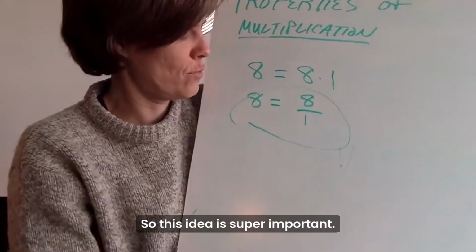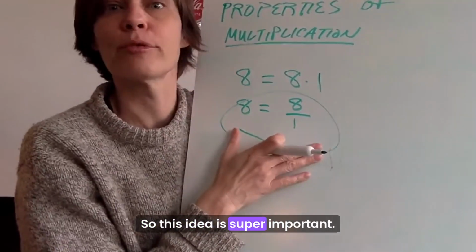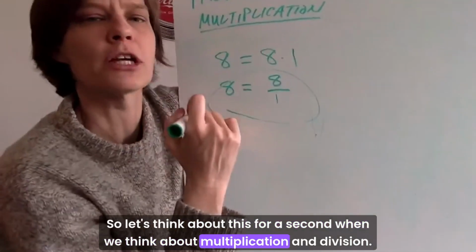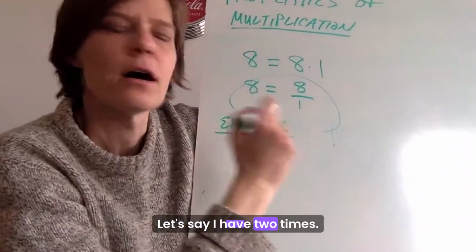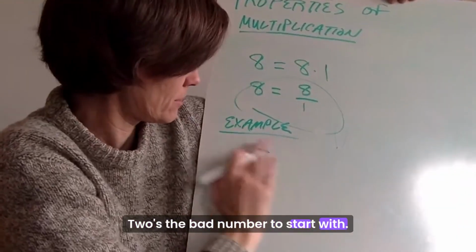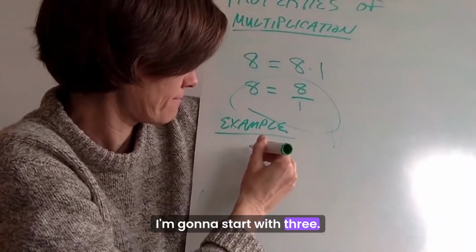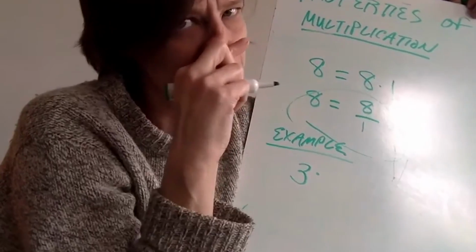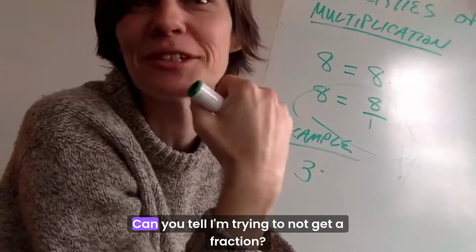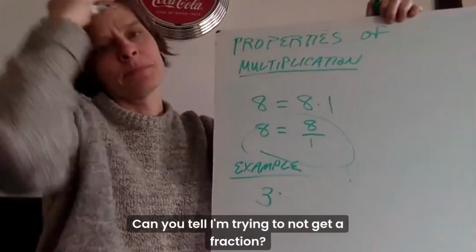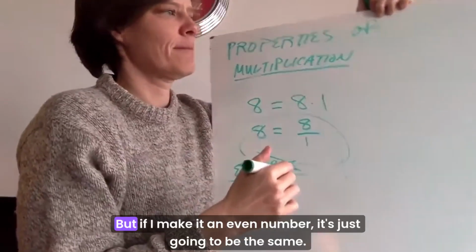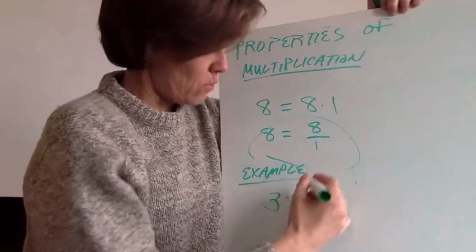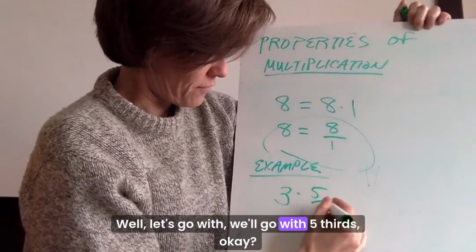So this idea is super important. Let's think about this for a second when we think about multiplication and division. Let's say I have, choose the bad number to start with, I'm going to start with 3. 3 times 7/6. That's still going to give us a fraction. Can you tell I'm trying to not get a fraction? But if I make it an even number, it's just going to be the same. Well, we'll go with 5/3.